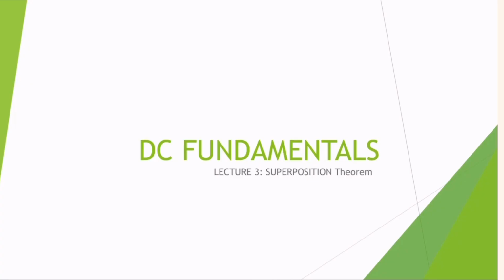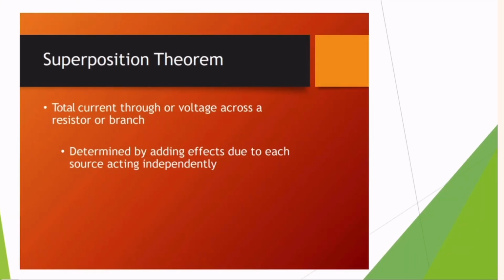In today's video, I'm going to talk about Lecture 3, Superposition Theorem on DC fundamentals. So what is Superposition Theorem? Superposition Theorem is the method that we use to determine the total current through or the voltage across a resistor or branch. It's determined by adding effects due to each source acting independently.